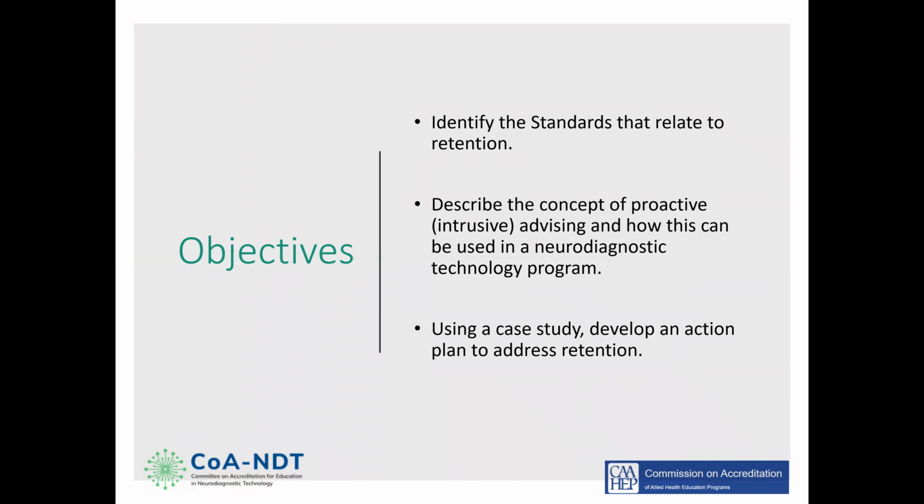So things that we hope to go over are to identify the standards that relate to retention. There are multiple standards, and sometimes it's not very clear when we're addressing standards what it applies to. So we're going to show the multiple standards that retention applies to. Again, we're going to describe proactive or intrusive counseling and how this can be used in a neurodiagnostic program. And we're going to have some case studies on how to develop action plans to address retention. So we're looking forward to this session.